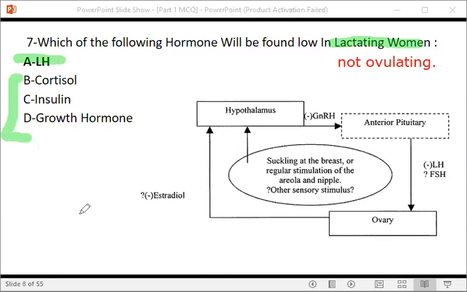What about the rest? Is that important? No. This is the cycle that can happen. We start with suckling at the breast or regular stimulation of the areola. This will affect the hypothalamus and give negative feedback to the anterior pituitary, thus decreasing the LH, and nobody knows about the FSH effect. It will go to the ovary and will not make the patient ovulate. Get it, guys? On the other side, it will decrease estradiol. Okay, guys, I hope it's very clear. So let's go to the next.